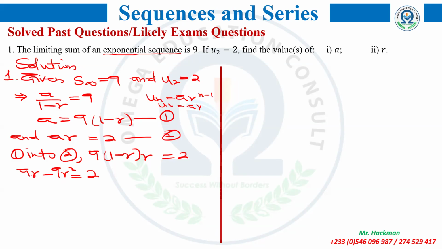So it means I'm rather going to move these two terms to this side, because my R squared term is my leading coefficient, the coefficient of the term with the highest power of your variable. So we are going to get 9R squared minus 9R plus 2 is equal to 0. Do you agree?